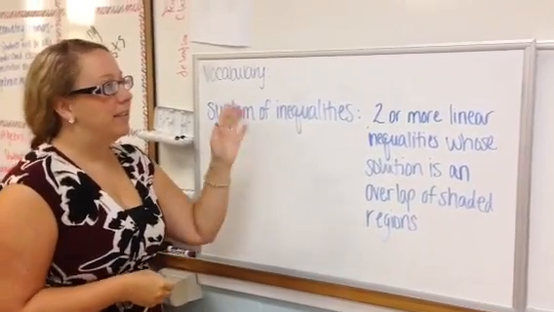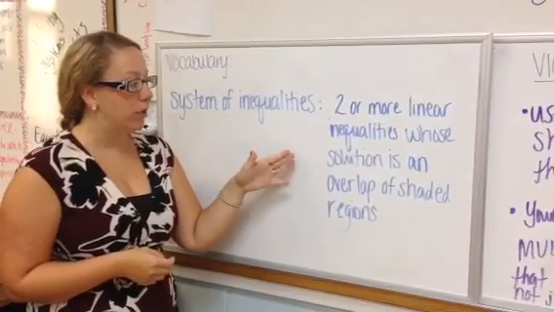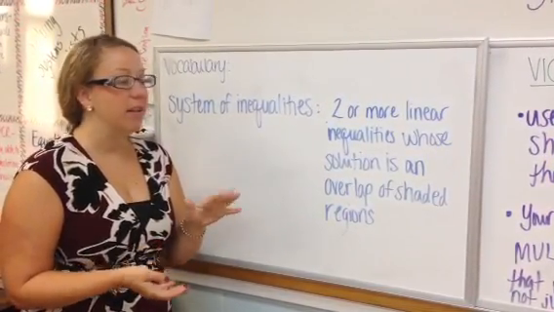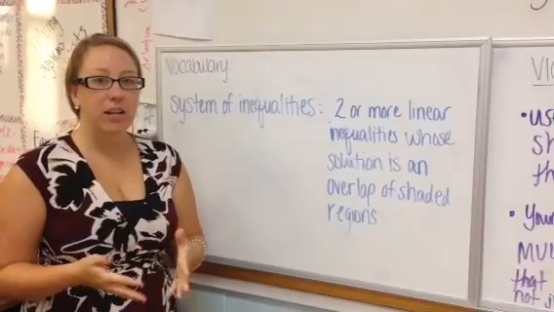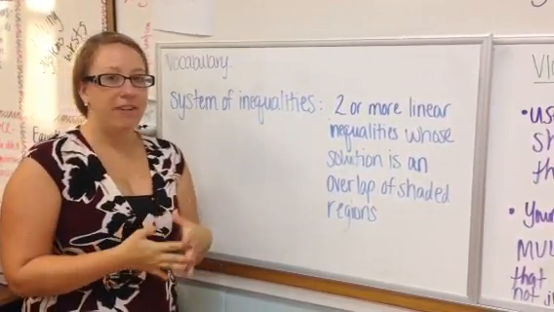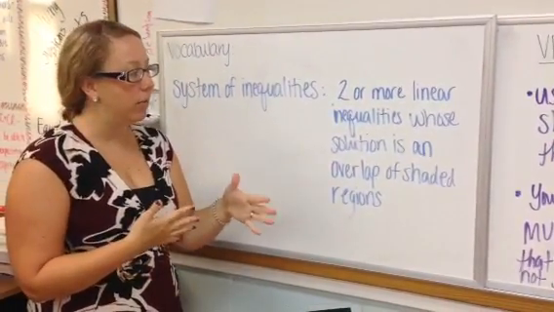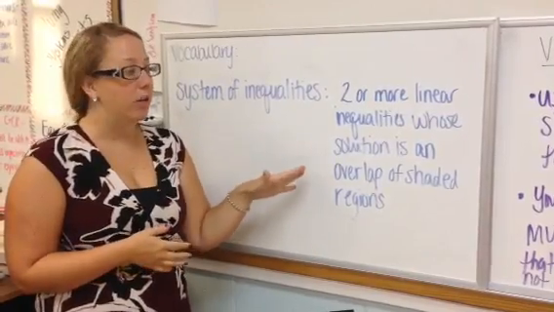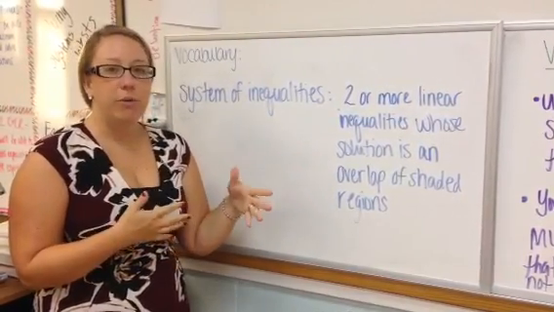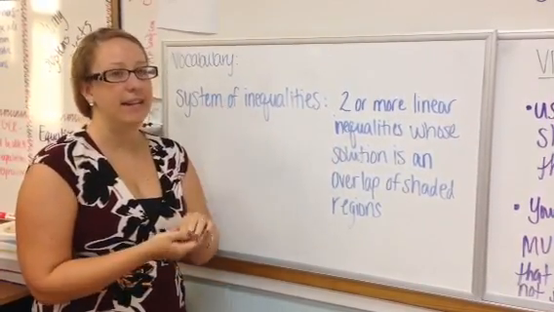Today we're talking about systems of linear inequalities, and so your vocab term is systems of linear inequalities, and that's two or more linear inequalities whose solution is an overlap of shaded regions. In the last lesson you talked about linear inequalities with one inequality, and you graphed it on the coordinate plane and you shaded either above or below the line, you checked that 0, 0 point, and now you're going to have two linear inequalities to graph on the coordinate plane, and your solution set is going to be where they're both shaded in instead of one.